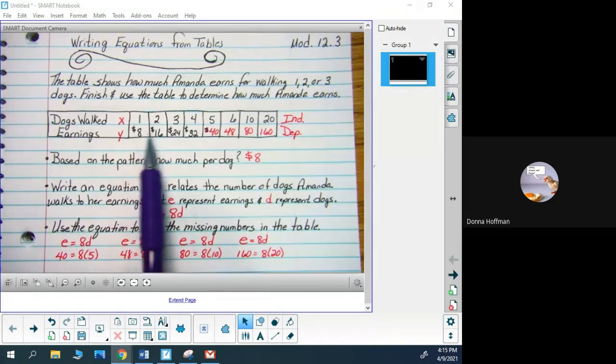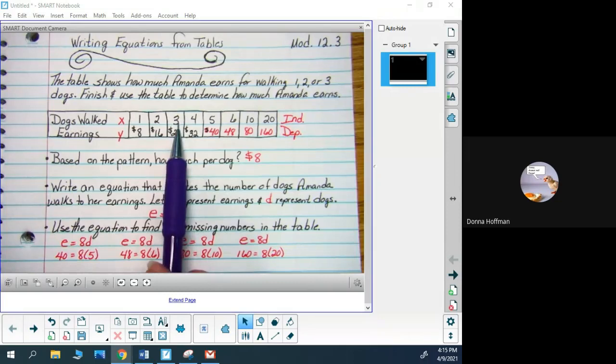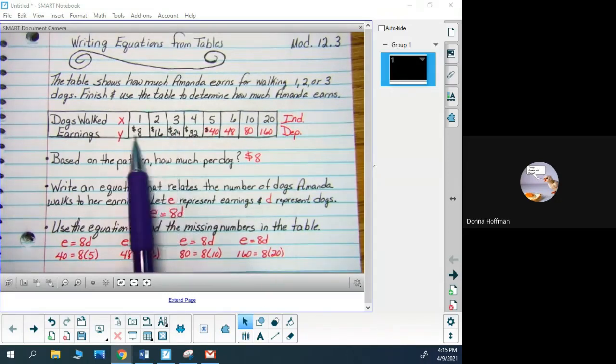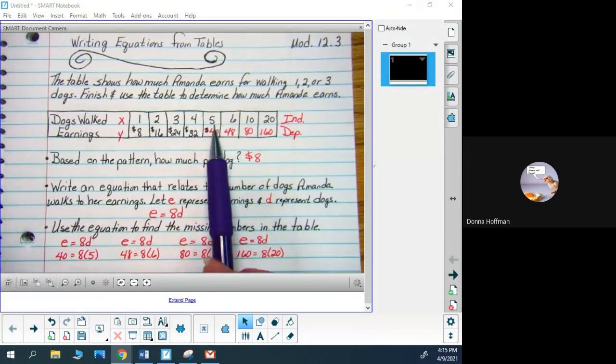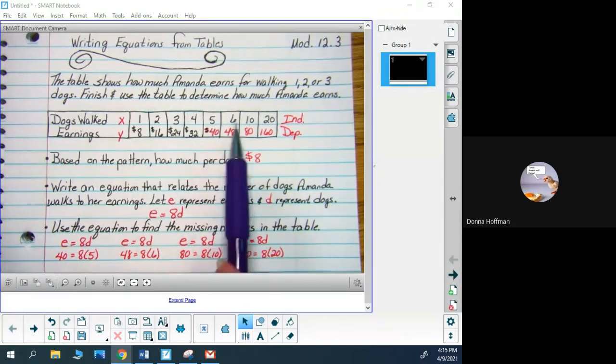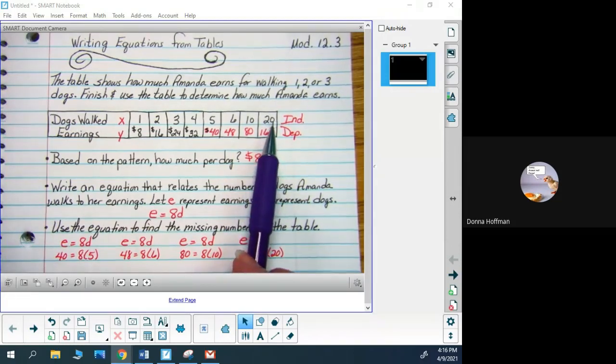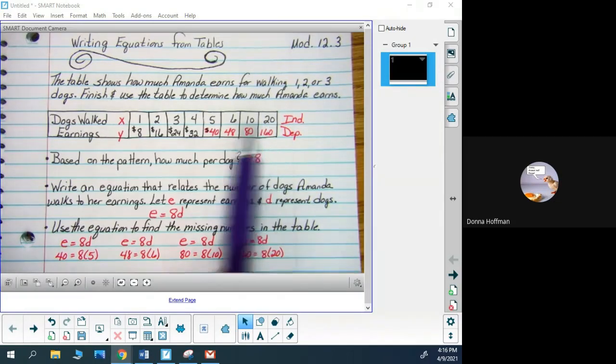$8, $16. If she walks 3 dogs, that's 3 times 8, so it's $24. If she walks 4 dogs, that's 4 times 8, $32. 5 dogs, 5 times 8 is $40. 6 dogs, 6 times 8 is $48. If she walks 10 dogs, 10 times 8 is going to be $80. 20 dogs, I can't imagine her walking 20 dogs at one time. That would be a tangled mess. 20 dogs at $8 is going to be $160.